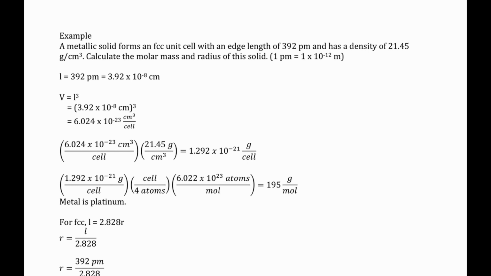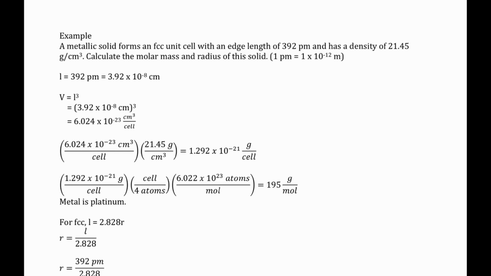Now, in order to get the molar mass, we have to get the mass per cell. We have the length, so we can calculate the volume per cell. We also have the density. So we can take the density, multiply by the volume, and we end up with mass, or mass per cell. So that's our plan. Okay, so volume is L cubed.